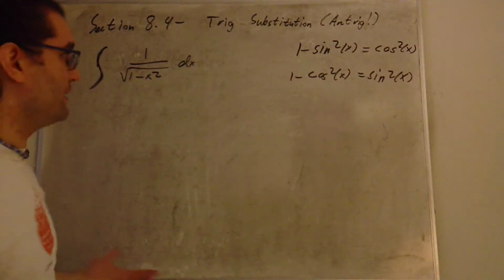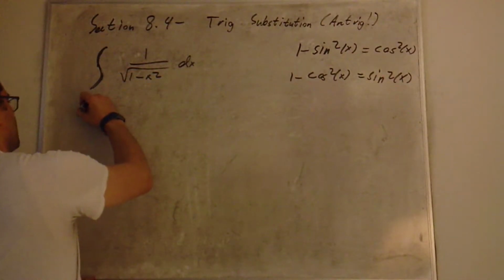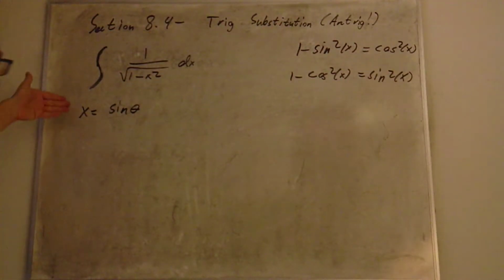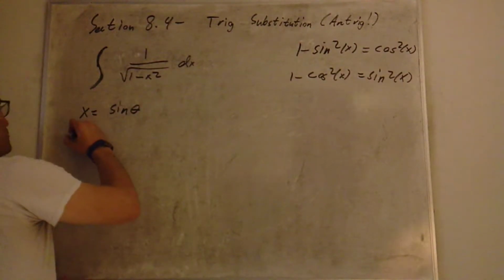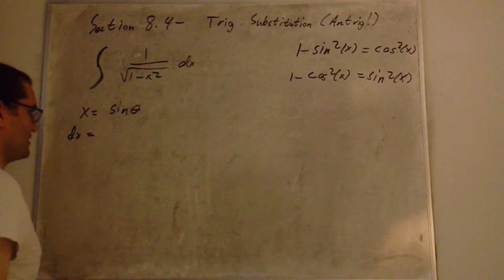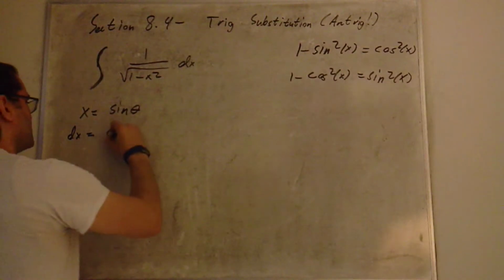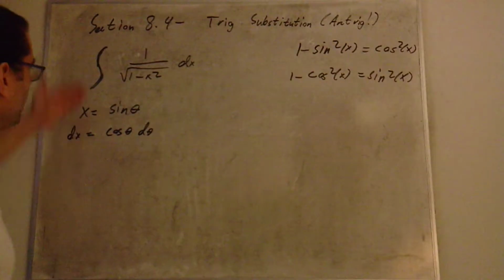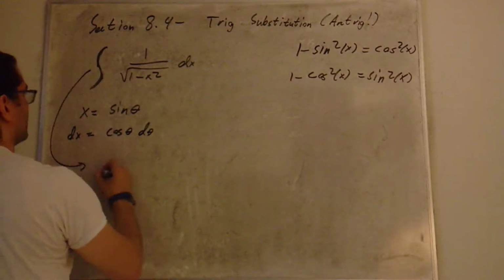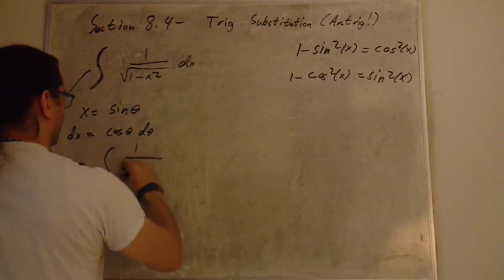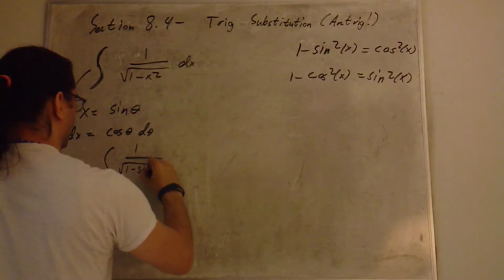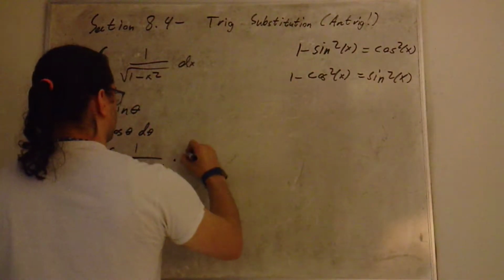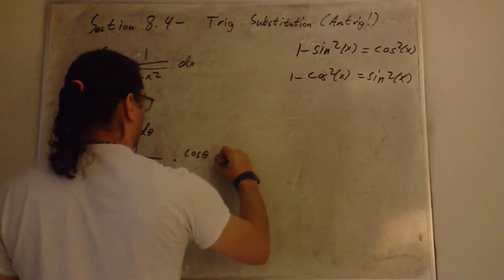So let's try that. We're going to set up a substitution. I'm going to say x equals the sine of theta. If I'm going to do this, I also need to swap out dx for something. Dx is going to be the cosine of theta, d theta. And I can start swapping stuff around. I can say that this integral is the integral of 1 over the square root of 1 minus sine squared x, or sine squared theta, times cosine theta d theta.